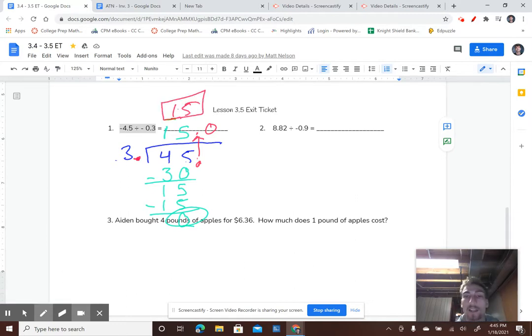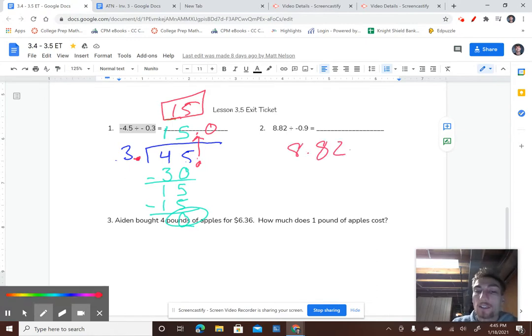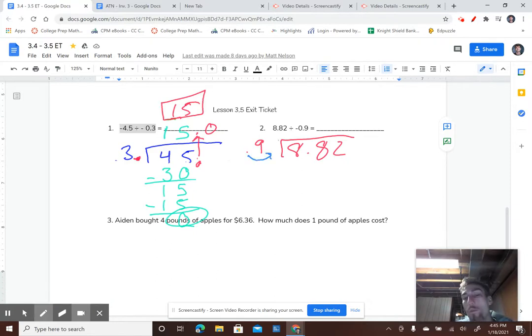All right, now we're looking at the second problem here. It's 8.82 on the inside, and then on the outside, our divisor is going to be 0.9. All right, so since our divisor is not a whole number, we're going to go ahead and move that decimal place over one spot. What we do to that number, we also have to do to the number on the inside. And now, if we were to rewrite this problem, it's going to be 88.2 divided by 9. And we can actually just go ahead and bring up our decimal point here.